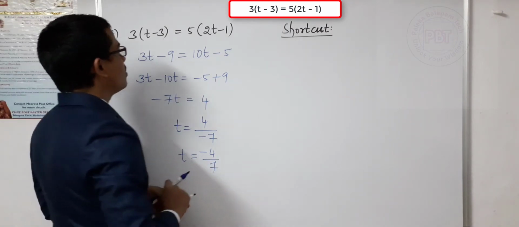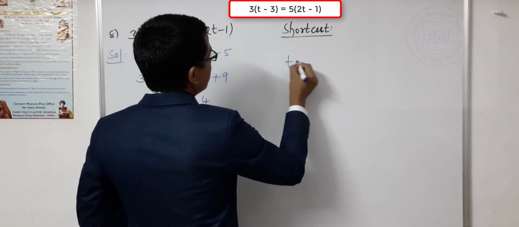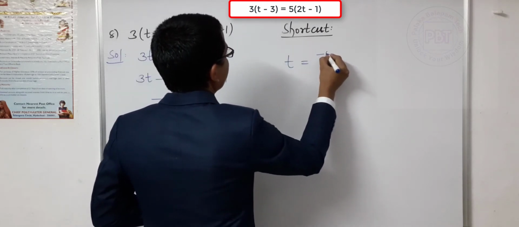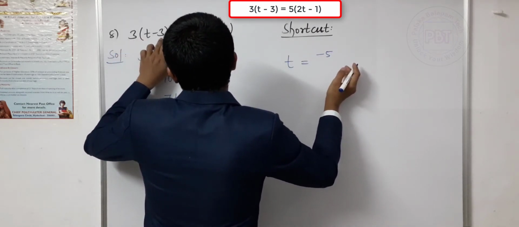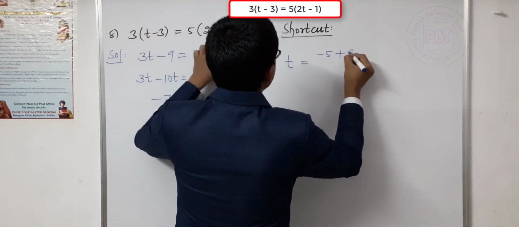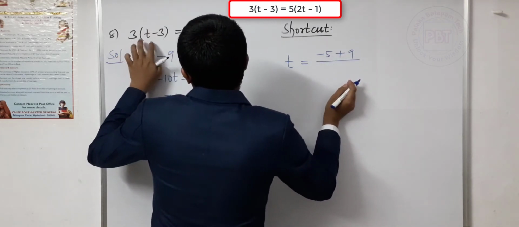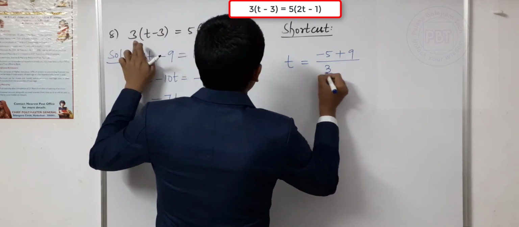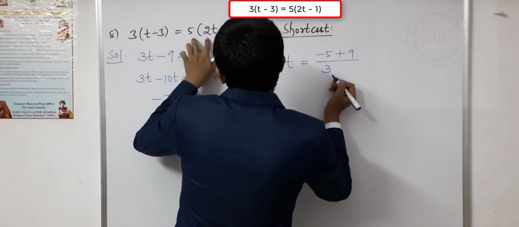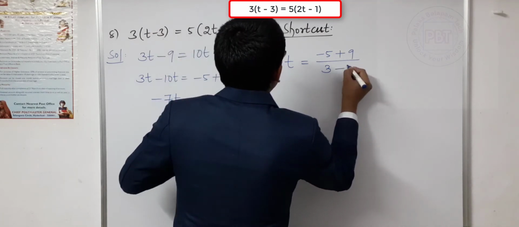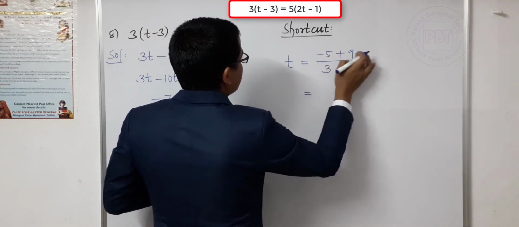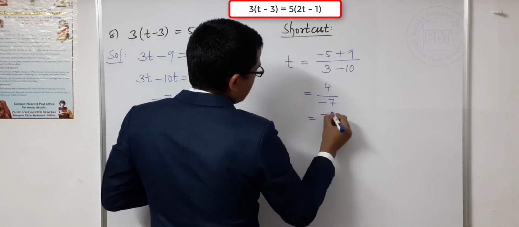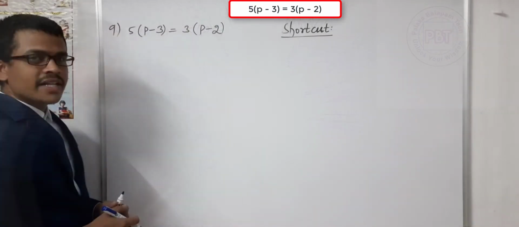Now let us see the shortcut method for this. The variable is t here. T equals, in the numerator the constants should be written. 5 into minus 1 is minus 5, and 3 into minus 3 is minus 9; minus 9 becomes plus 9. By, in the denominator, the quotients of the variables: the quotient of t is 3 here, and 5 twos are 10, so 10 is the quotient of t, and plus 10 becomes minus 10. Now minus 5 plus 9 is plus 4, by 3 minus 10 is minus 7, which is minus 4 by 7. Now let us see the 9th question.